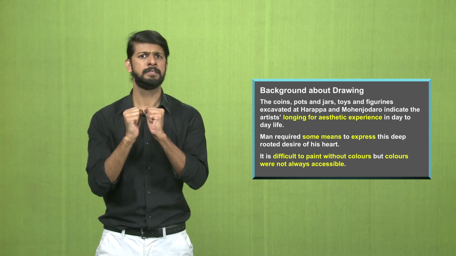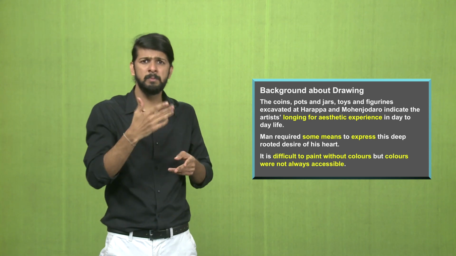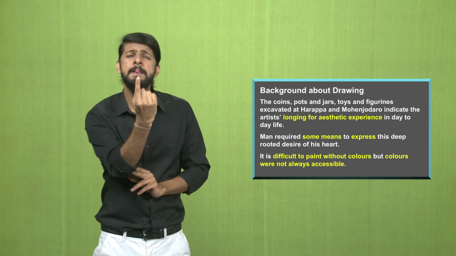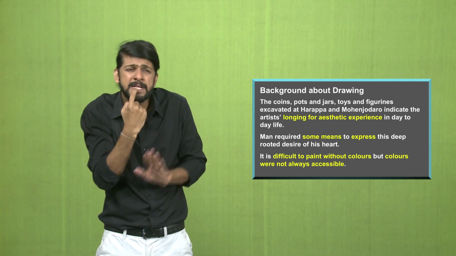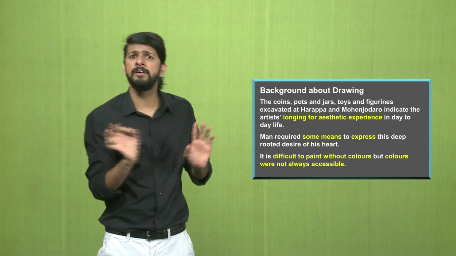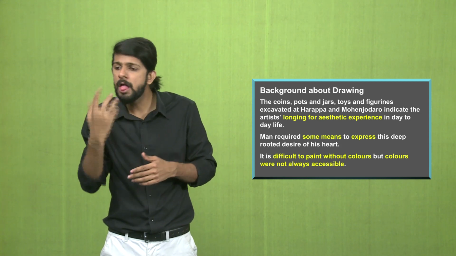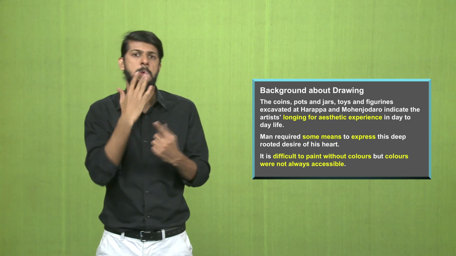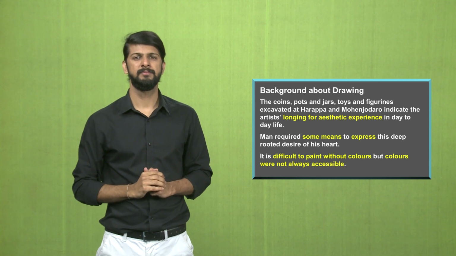But there were challenges. Why? Because it was difficult to paint without colors, because in the early times there were no colors, or there were very few avenues to find colors, and they were not always accessible. For example, mineral colors or earth colors, they would only possibly find just one or two shades, not other types of colors.